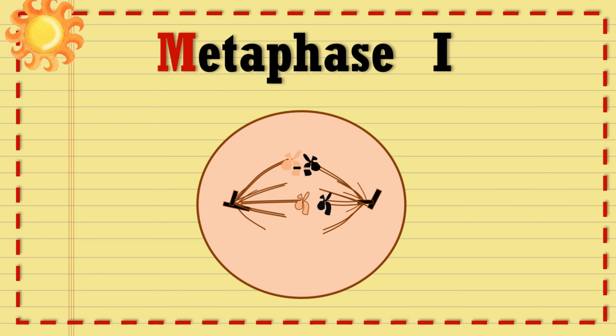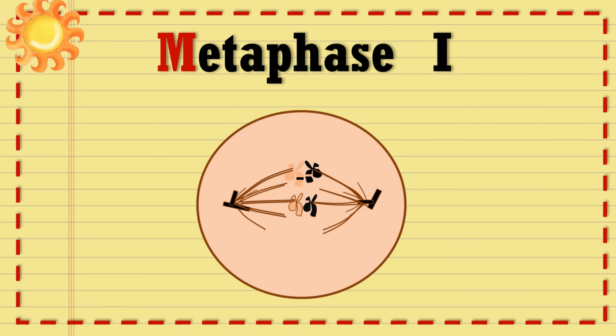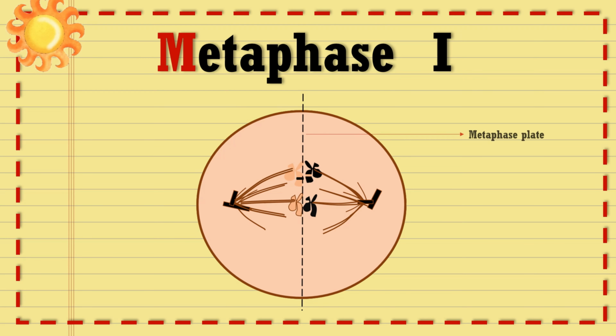In metaphase I, pairs of homologous chromosomes move to the equator of the cell. Take note that we are still talking about 23 pairs of chromosomes, but you can only see 2 pairs to represent them. The imaginary line to which they assemble is called the metaphase plate or the equatorial plate.